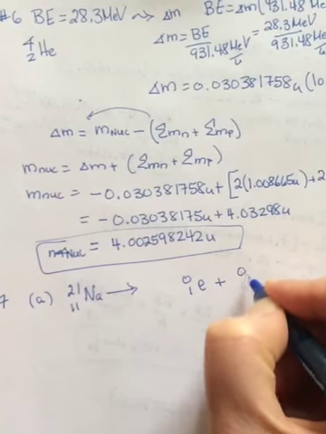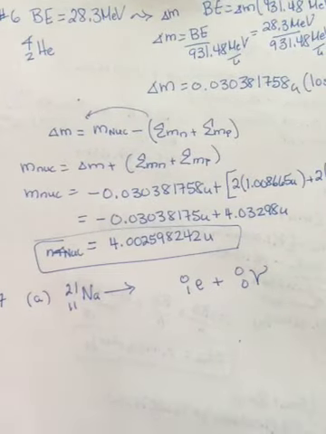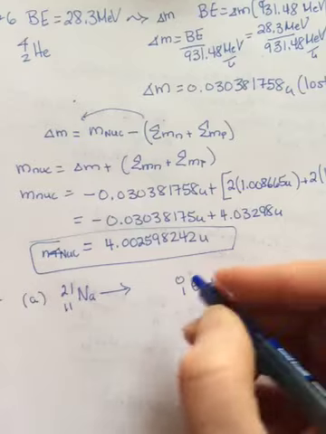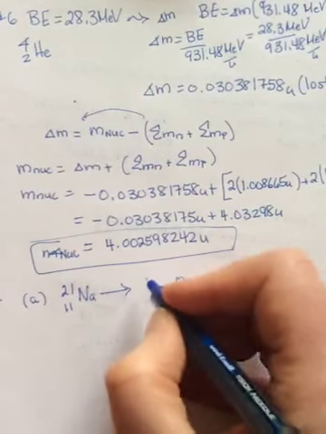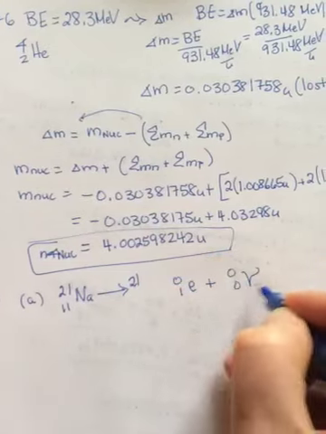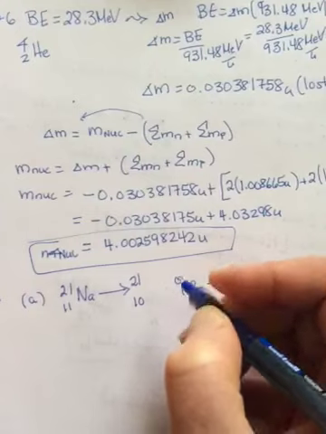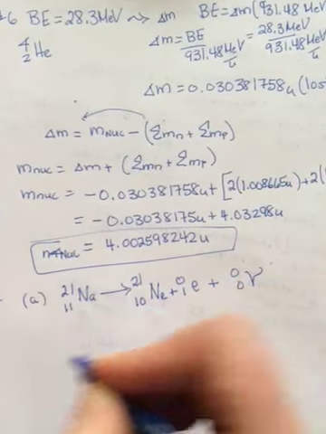And if it emits a positron, it also has to emit a neutrino, a regular neutrino. So you add the top, one side is 21, the other side has to equal 21. You add the bottom, one side is 11, the other side has to equal 11. You look at your periodic table and you see this has to be neon.